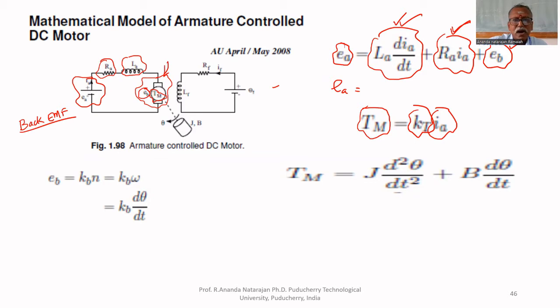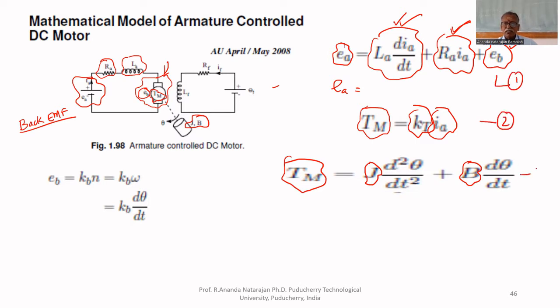But this armature is connected to a load. That load has an inertia of J and a dashpot, or friction, V. Therefore, this mechanical torque equals J d squared theta by dt squared plus V d theta by dt. This is the first equation, this is the second equation, this is the third equation. These are the three equations.